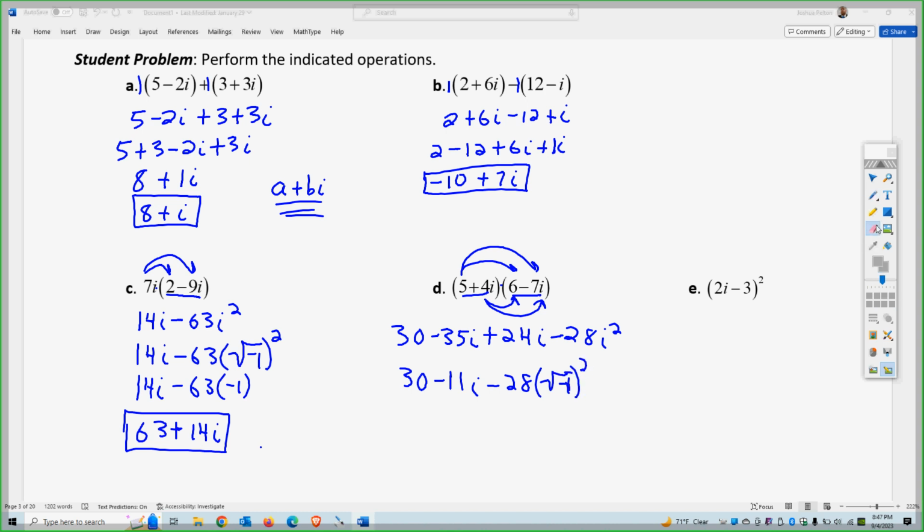That's not very good, negative 1. Try that again. So we have 30 minus 11i minus 28 times negative 1. So that's really positive 28, right? So I get 58 minus 11i.